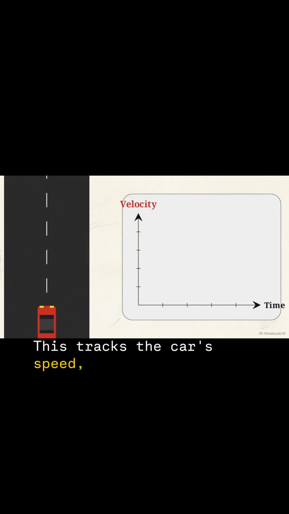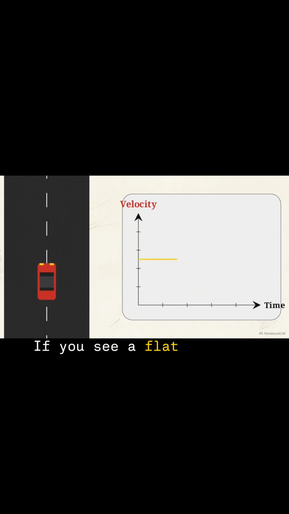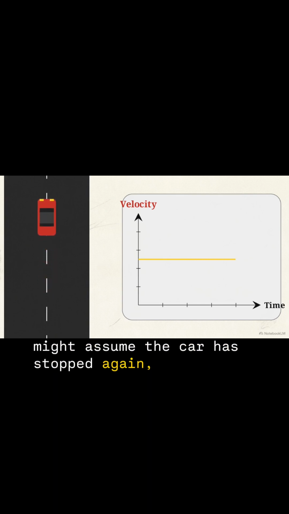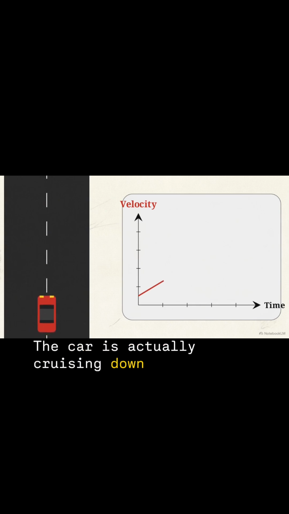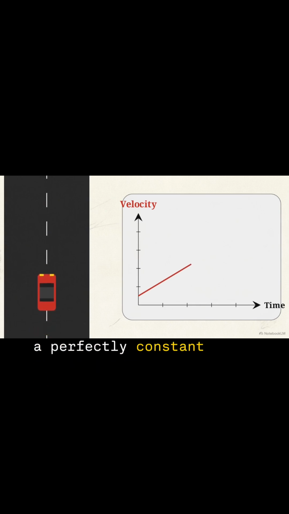Now, everything changes if we swap that label to velocity. This tracks the car's speed, and it's the most common place to get confused. If you see a flat, horizontal line here, you might assume the car has stopped again, but the label says velocity, and that measurement isn't changing. The car is actually cruising down the highway at a perfectly constant speed.